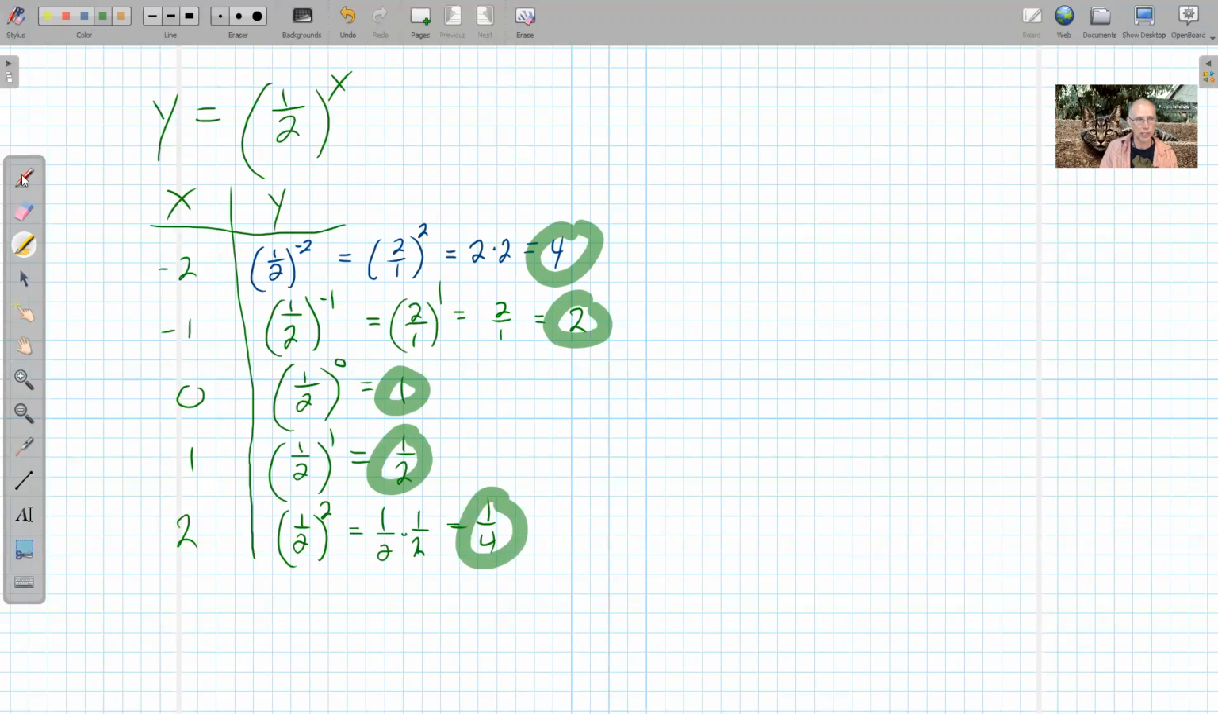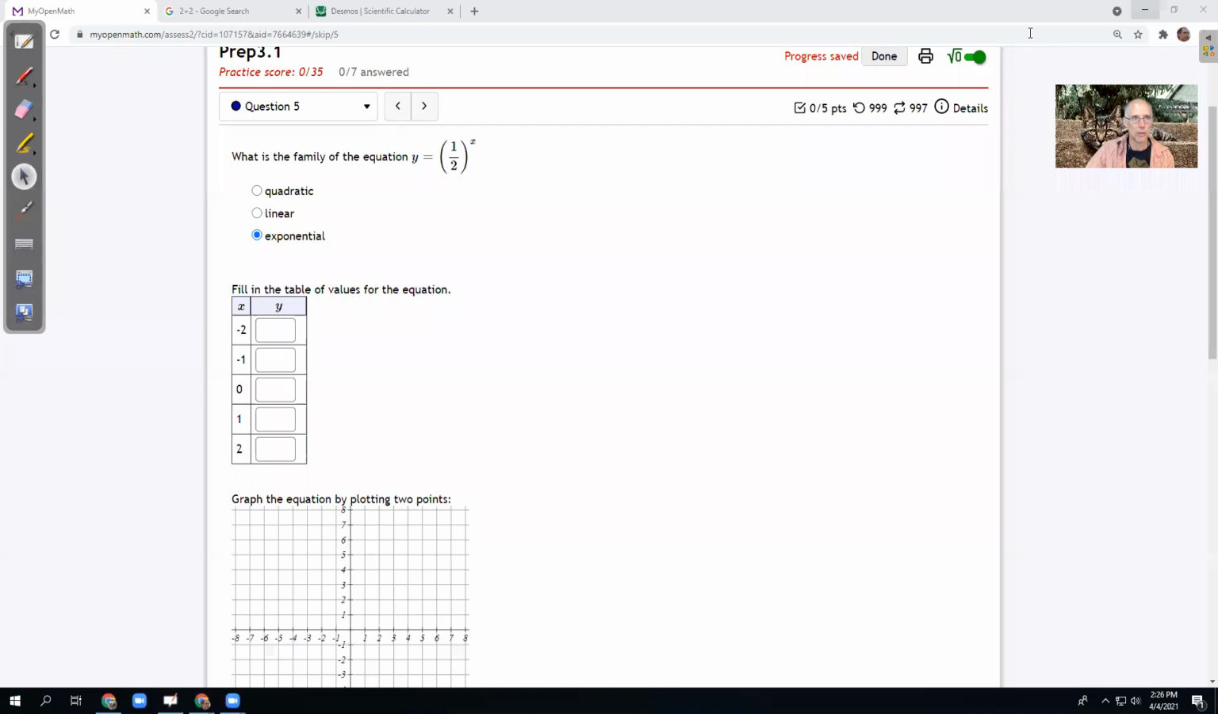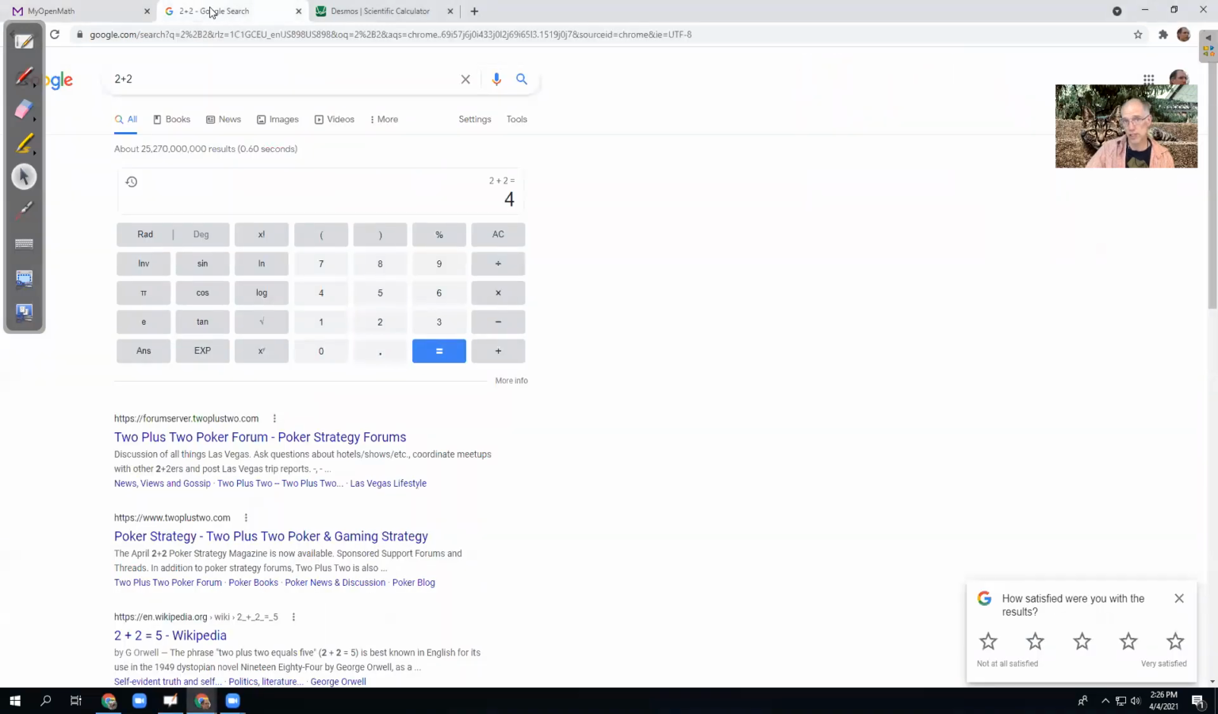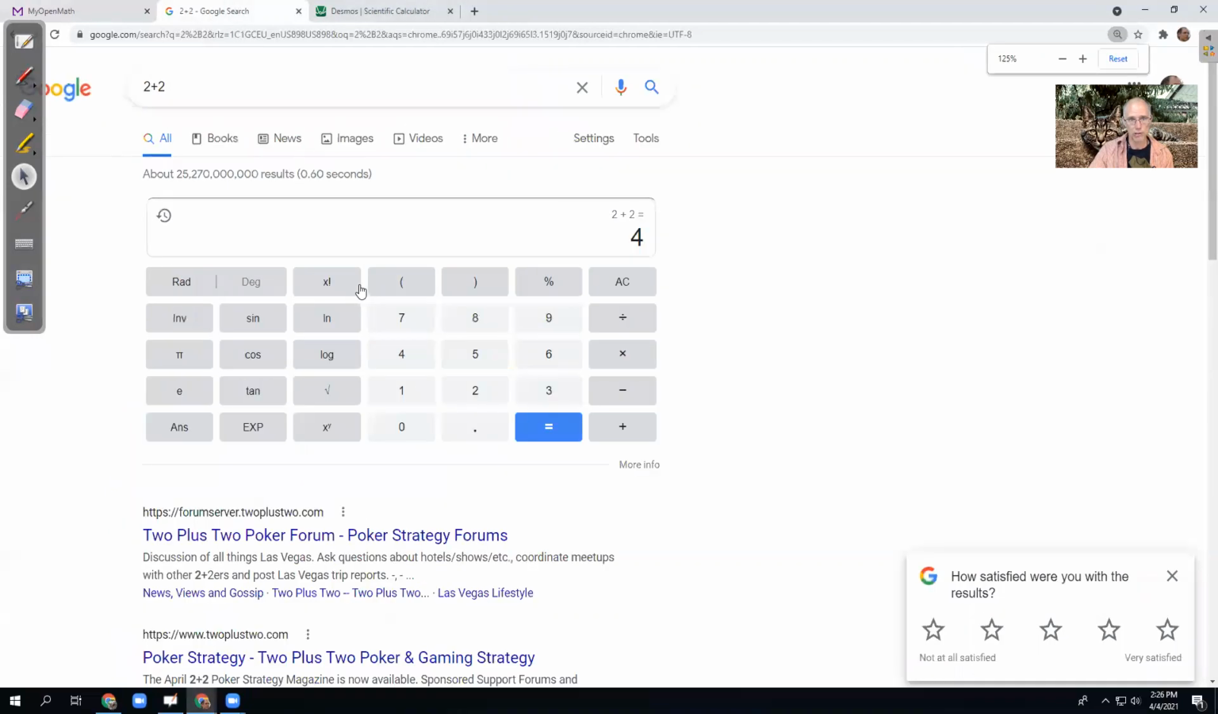So I'm going to double check on those on my calculator, and then I'm going to graph them over here and then try to do it on the computer. So for this class, you definitely want a scientific calculator and a couple options. Google is a calculator. If you search for 2 + 2, it brings up this nice calculator screen.